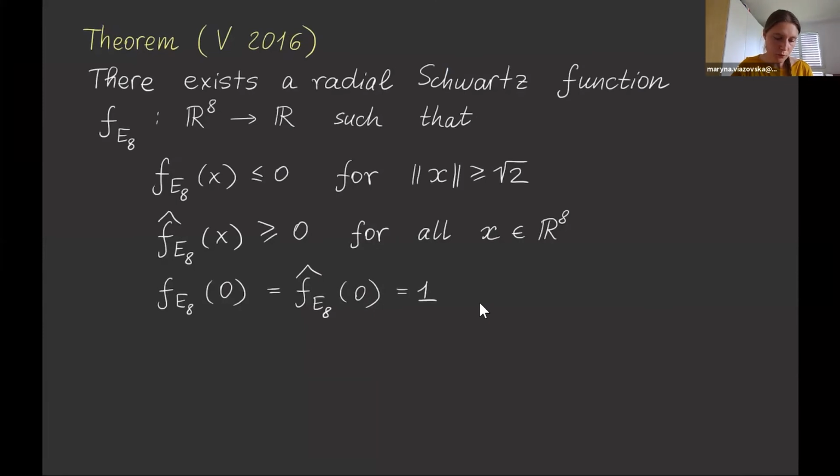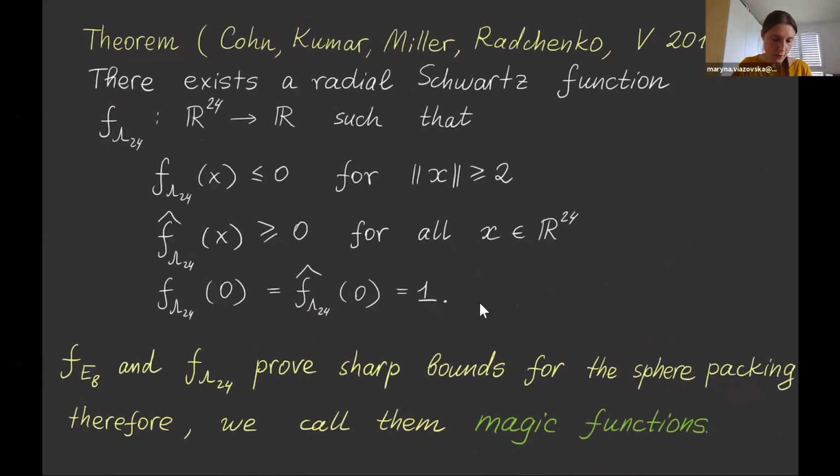And so what I was able to prove is that there exists a radial Schwartz function f_E8, which satisfies the best possible constraints of the Cohn-Elkies theorem, and so this function gives the sharp bound. Also, together with Henry, Abhinav, Stephen, and Danylo, we have proven a similar result for dimension 24. We have shown that there exists a function in dimension 24 which also satisfies all the optimal constraints. These two functions prove sharp bounds for sphere packing, and therefore we call them the magic functions.